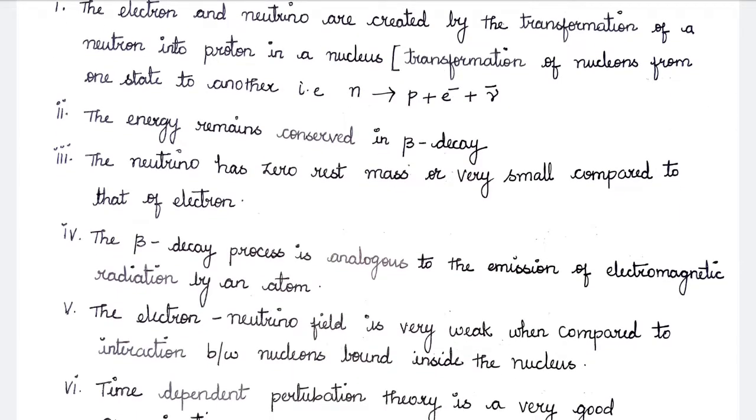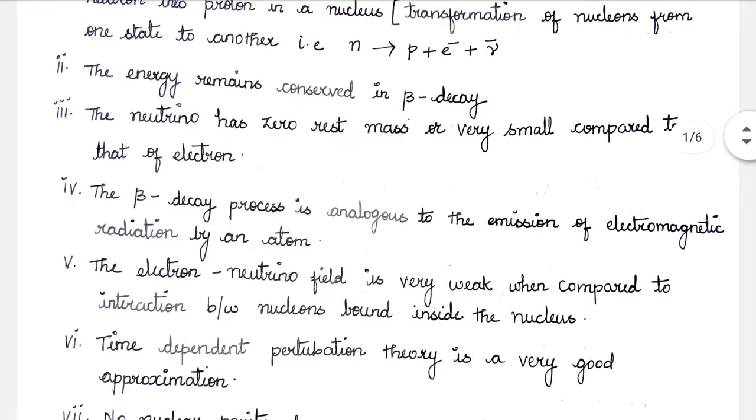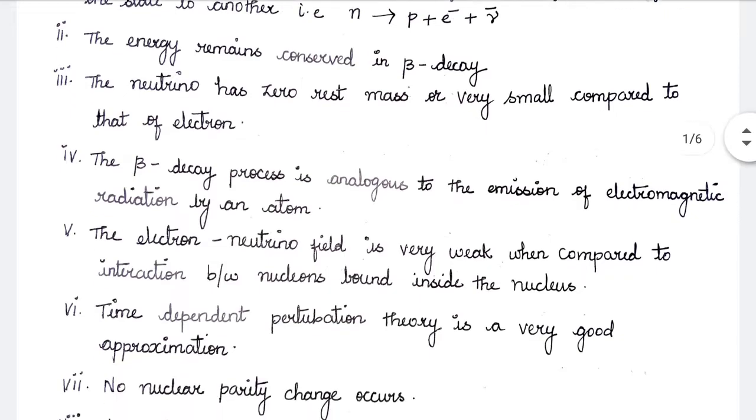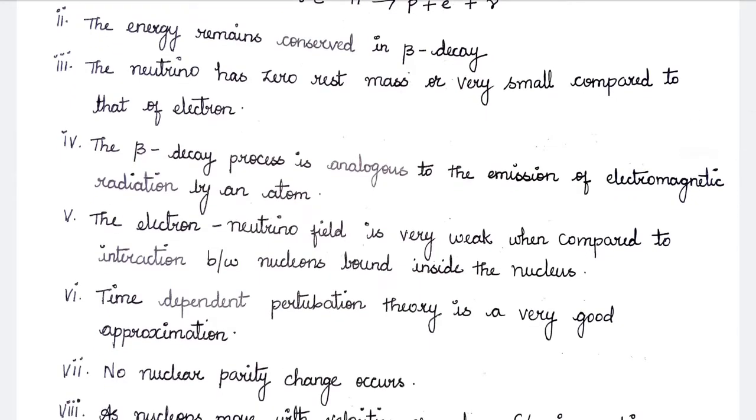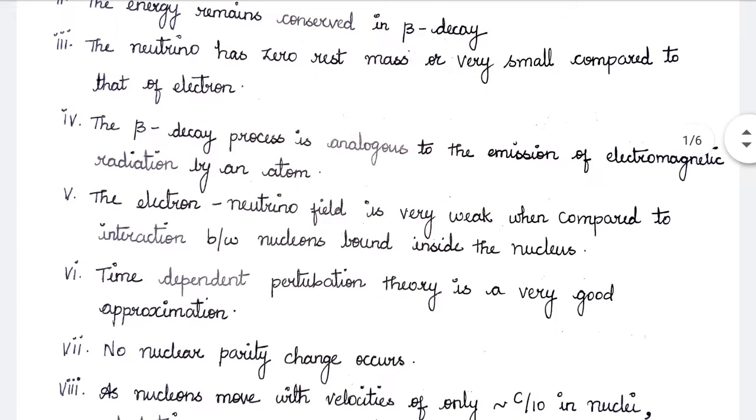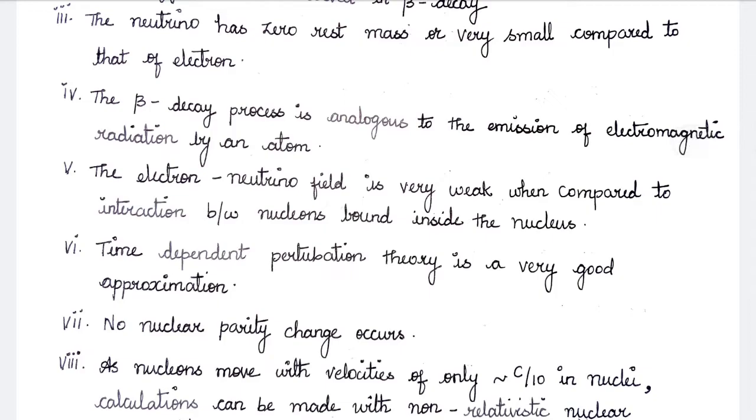And the second assumption is, we all know in all radioactive nuclear reactions, energy is always a conserved quantity, and in beta decay it is also assumed the energy remains conserved. And the new particle, the neutrino, is assumed to have a zero rest mass or a negligible mass when we compare it with the mass of the electron.